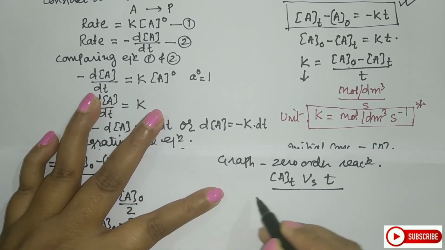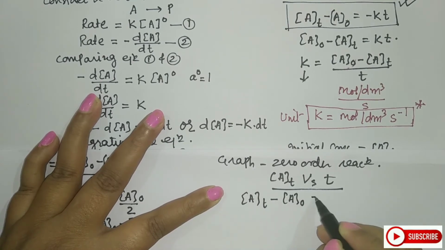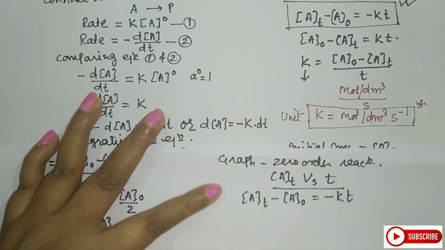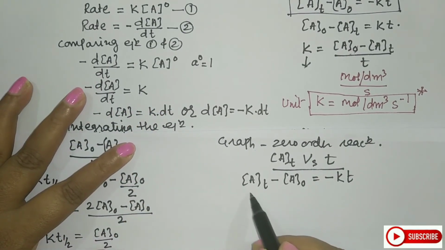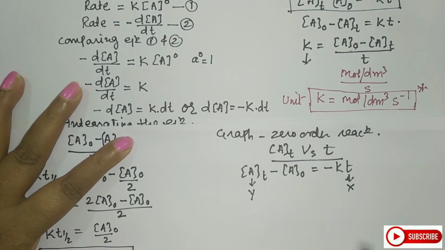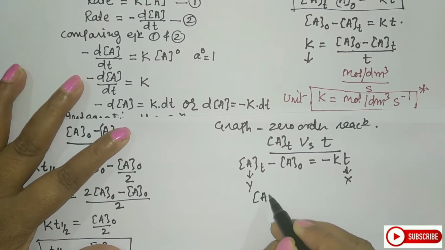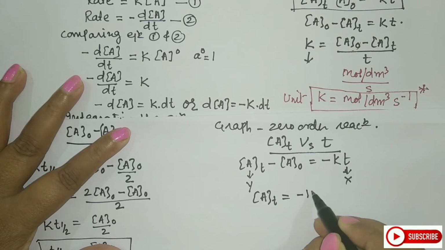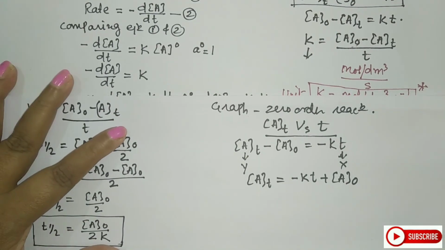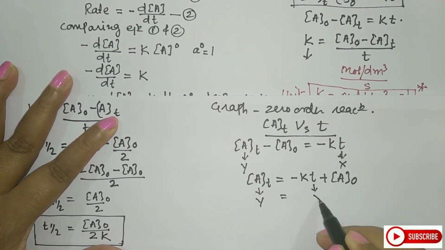So let us write that equation. It will be AT minus A0 is equal to minus KT. If you see the equation, you want this on the y-axis and you want this time on the x-axis. So let us rearrange now. I have to move this from here to this side. So it will be AT is equal to minus KT plus A0. Right, students? I got this as y, I got this as x.